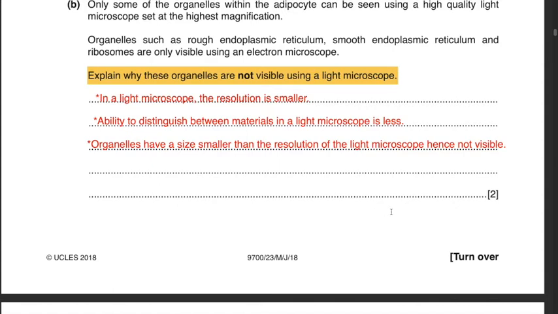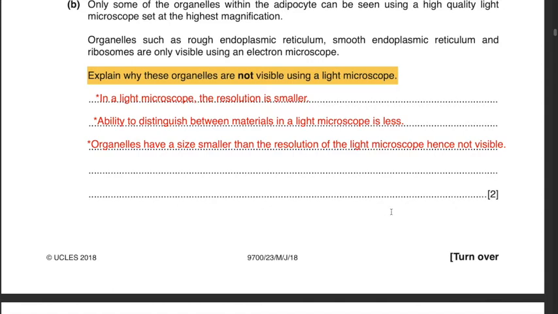This right here has to do with the first chapter of your textbook, where light microscopes and electron microscopes are involved. And obviously, in a light microscope, the resolution is smaller. Remember that. Therefore, the ability to distinguish between materials in a light microscope is less. The organelles mentioned over here, such as rough endoplasmic reticulum, smooth endoplasmic reticulum, and ribosomes, have a size that is smaller than the resolution of the light microscope, hence not visible.